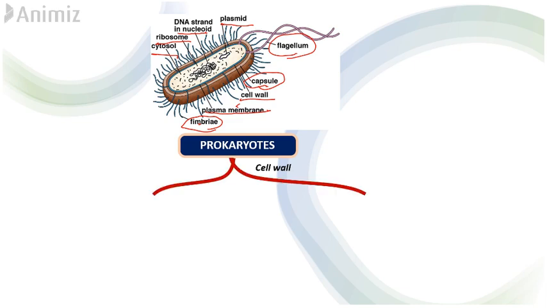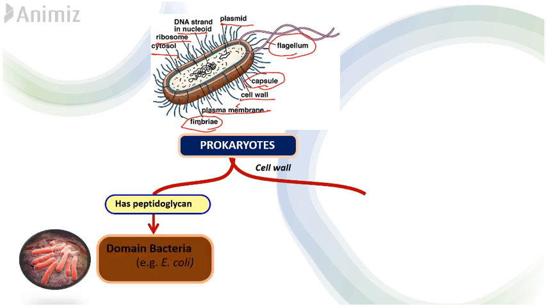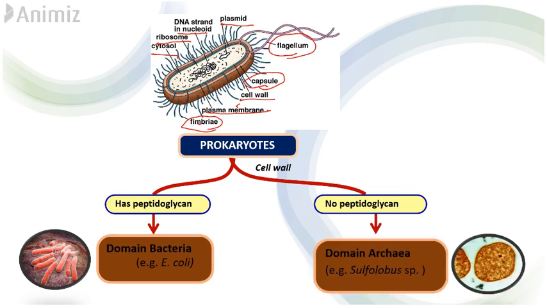Okay, prokaryotes are divided into two domains based on the structure of the cell wall. The prokaryotes that have peptidoglycan are classified under domain Bacteria, whereas the prokaryotes that have no peptidoglycan are classified under domain Archaea. An example of domain Bacteria is E. coli. An example of domain Archaea is Sulfolobus species.